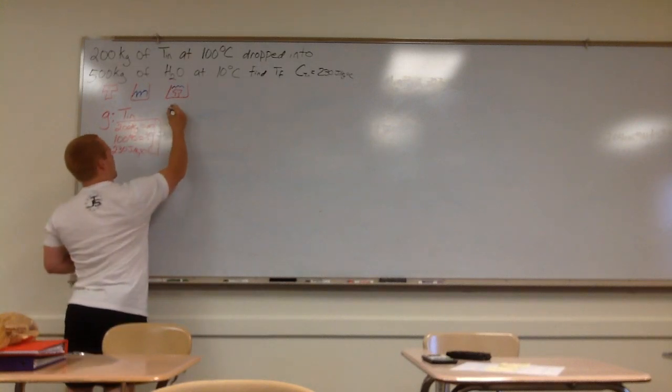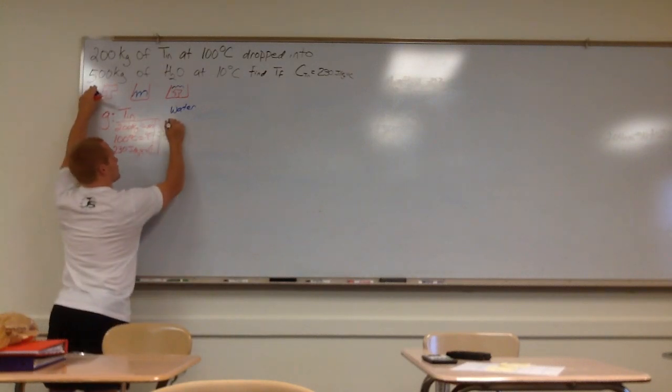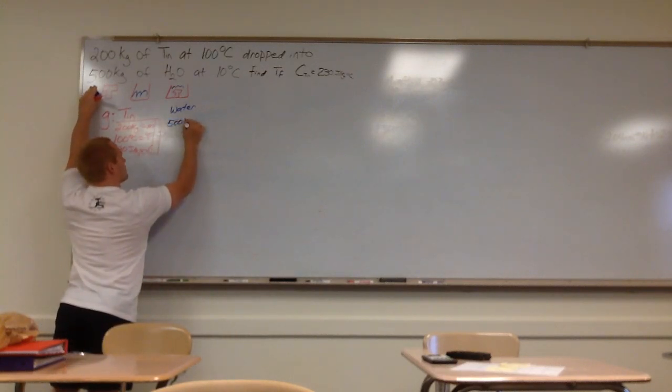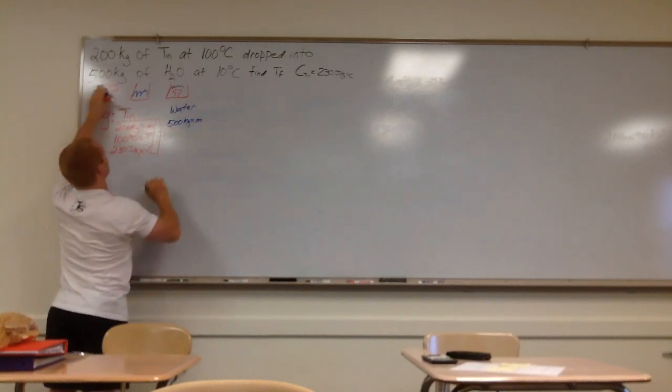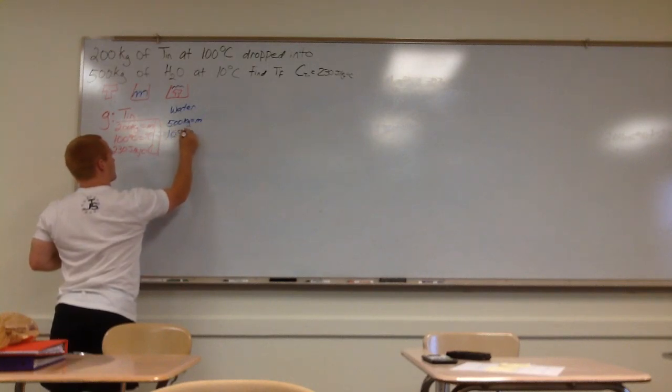Now we need our water values that it gives us. So water, it's going to tell us it's 500 kilograms. So 500 kilograms is the mass of H2O at 10 degrees Celsius. So 10 degrees Celsius is our TI.